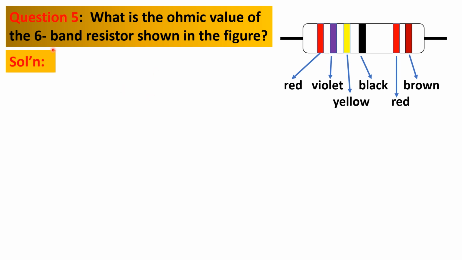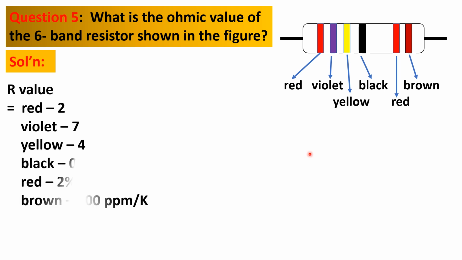Question number 5, what is the ohmic value of the 6-band resistor shown in the figure? Right? So, determining the corresponding value of the different colors, the first band is red, so that's 2. Second band is violet, so that's 7. The third band is 4. The fourth band indicates the multiplier black, so that means the first 3 digits will be multiplied by 10 to the 0 power, which is equivalent to 1.